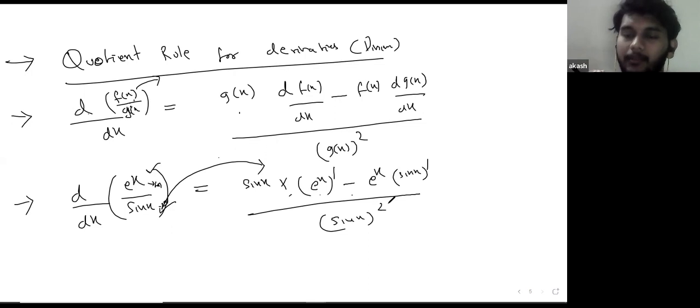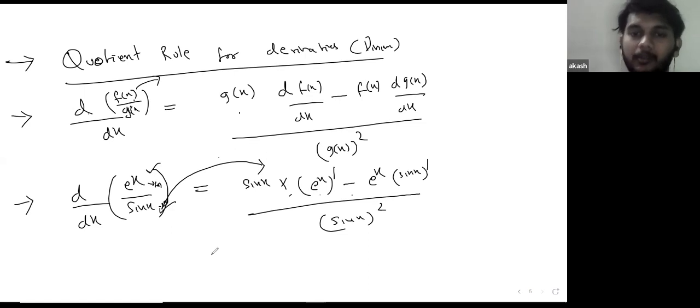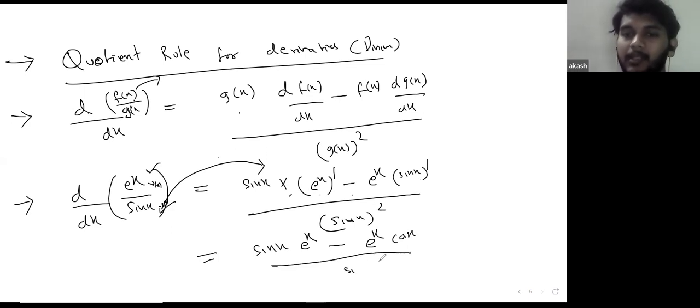Is this clear, Rema? Yes, sir. All right. And if you see two functions in multiplication, then use the first formula that we did in today's class. This is sin x, differentiation of e raised to the power x is e raised to the power x minus e raised to the power x, differentiation of sin x is cos x, whole divided by sine square x. So you can take e raised to the power x common. This is sin x minus cos x, whole divided by sine square x.